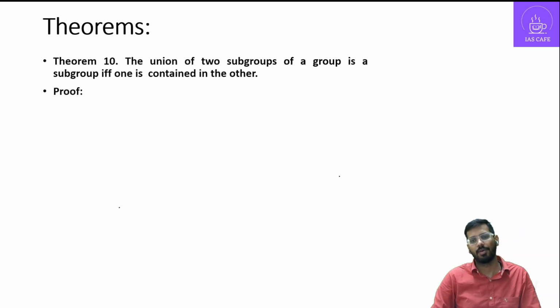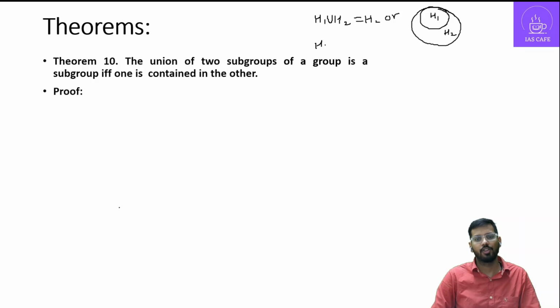मतलब कहना क्या चाहते हैं कि दो सबसेट हैं H1 एंड H2, ठीक है, इन दोनों का यूनियन सबग्रुप तभी होगा जब H1 यूनियन H2 इज इक्वल टू H2 और H1 यूनियन H2 इज इक्वल टू H1. इन दोनों में से कोई कंडीशन सेटिस्फाई होगी तभी वो जो H1 यूनियन H2 है वो सबग्रुप हो सकता है. सो फर्स्ट वी विल टेक necessary condition.